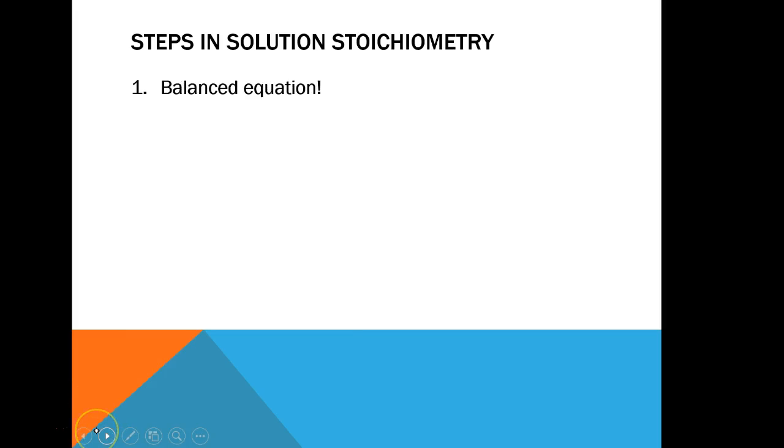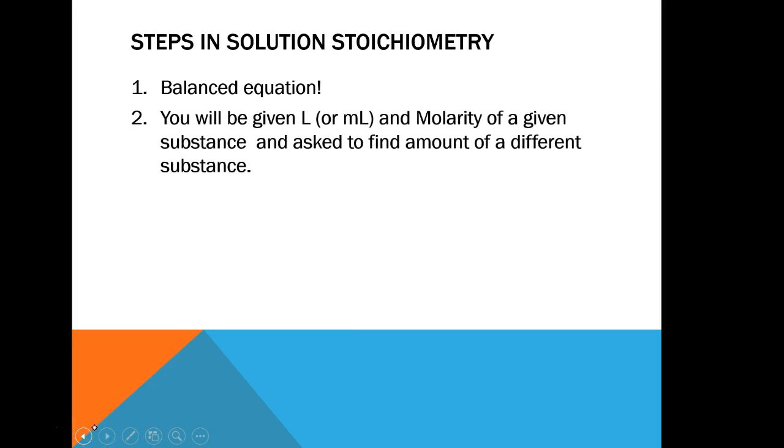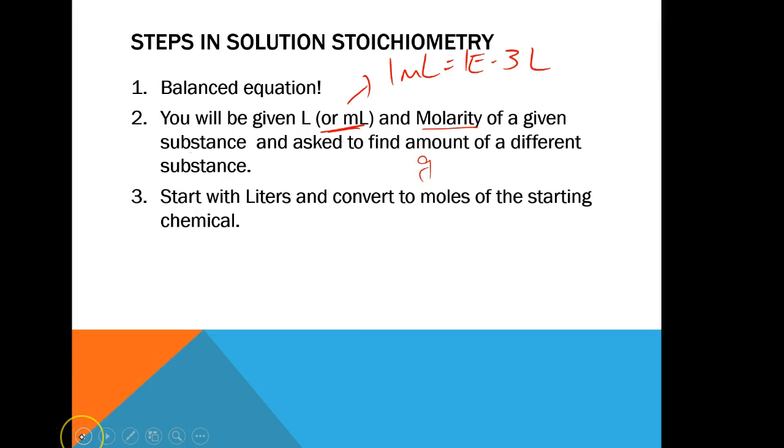So the steps in solution stoichiometry are, just like always, you've got to have that balanced equation first. And I know it's been a while, but you guys probably remember how to do that. And then you will be given either the liters or the milliliters. And remember, 1 milliliter is 1e negative 3 liters. You're going to need to use that conversion possibly. And the molarity of a given substance, and asked to find the amount of a different substance. And often it's going to be grams. Not always, but often it will be.